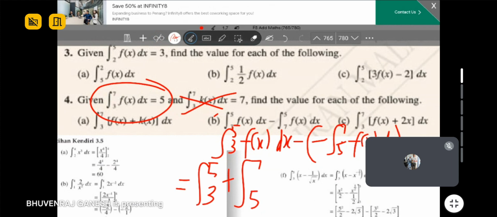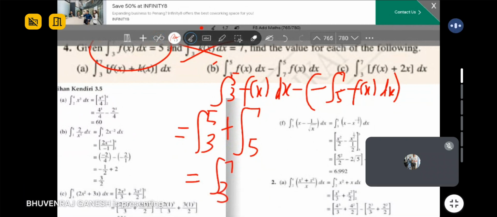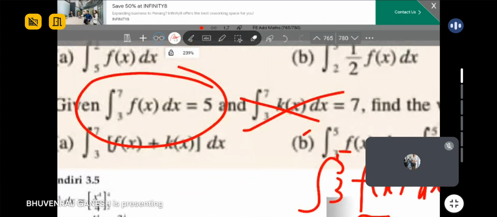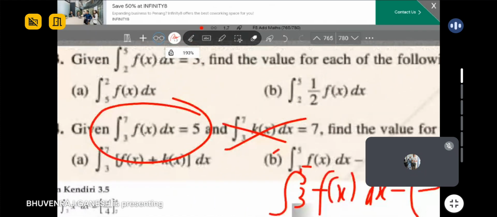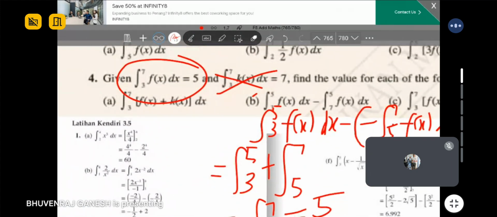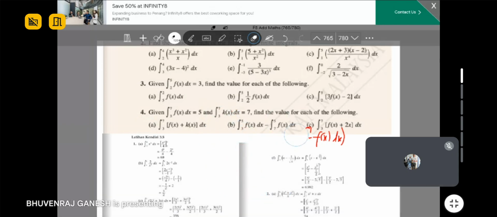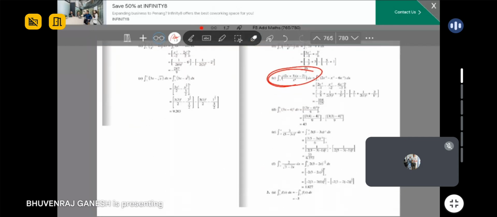So you will get the final answer, integrate 3 to 7. Yes, kamu kamir secara terus dari 3 ke 7. So the answer will be 5. Understand? Because the question already gives you integrate 7 to 3, you will get the answer 5. Faham guys? Can you get it? For question B, any problem so far? Ada apa-apa masalah nak tanya? Okay, so settle these 4 questions.